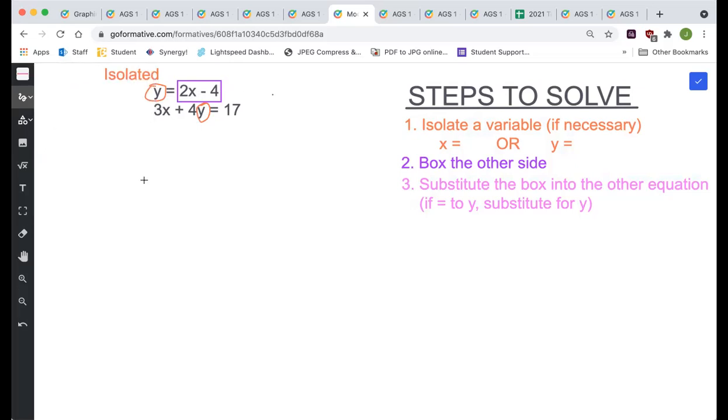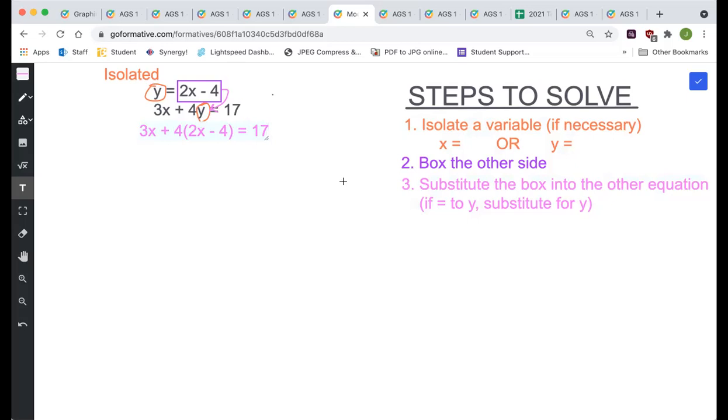So we're substituting this 2x minus 4 in for the y in the other equation. So what does that look like? Well, let's see. We have this second equation, that's 3x plus 4. But now instead of y, we're substituting this 2x minus 4 in for y. And when you substitute, you need those parentheses. So this 2x minus 4 is replacing the y in that bottom equation, 3x plus 4y equals 17. Again, we've taken the 2x minus 4 and substituted it in for y in the second equation.